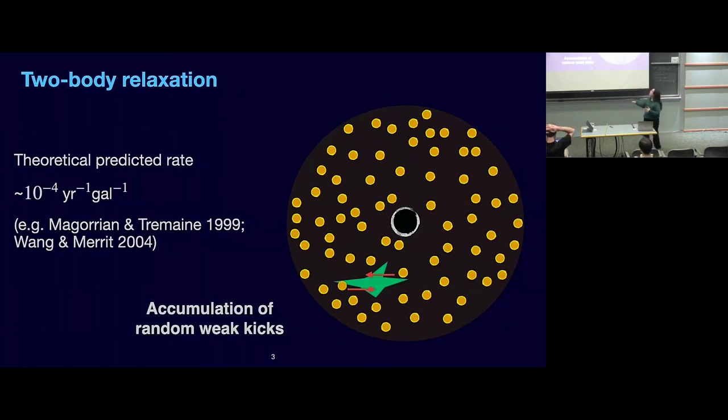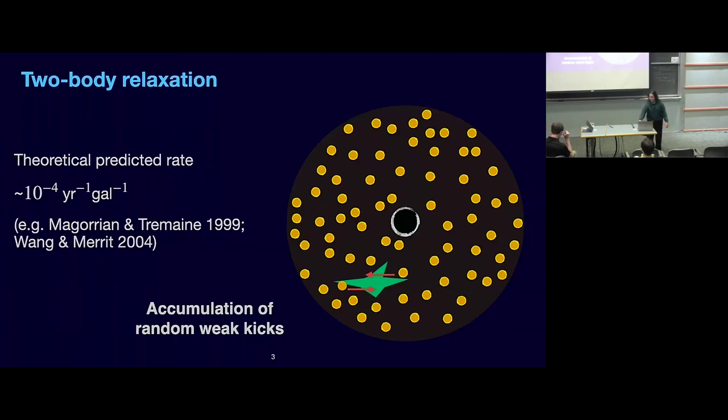So this is our system that we're looking at. We're looking at a supermassive black hole and then a sea of stars around it. And we heard a little bit about two-body relaxation yesterday, and it's just an exchange of angular momentum, scattering events, different stars interacting with each other, causing the orbit of a singular star to push in and be tidally disrupted when it crosses that tidal radius. And so the theoretical predicted rate is around 10 to the minus 4 per year per galaxy.